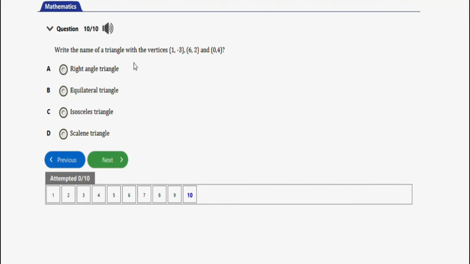It says write the name of a triangle with the vertex. So the right option in this question will be option C, which is isosceles triangle.